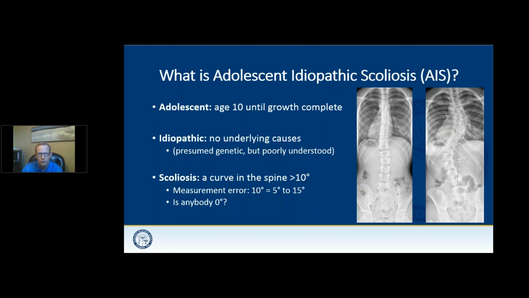The other question is, well, why don't we call a curve less than 10 degrees scoliosis? It's still a curve of the spine after all. And the reason for that is curves less than 10 degrees are very natural. In fact, it may be possible that nobody is really 0 degrees. We can probably measure a few degrees on one of these Cobb angles in almost everybody.